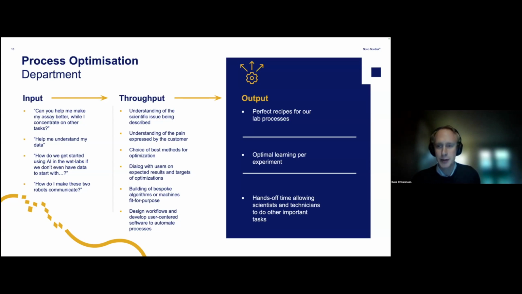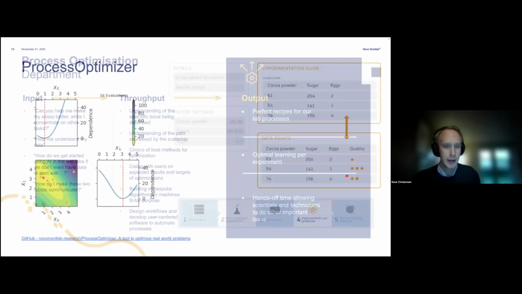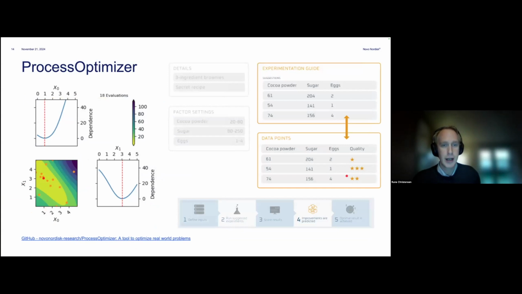And sometimes it's just giving them a design that's all they can really manage. And sometimes it's making very advanced autonomous systems, self-driving labs. But it is really all, if you look at the right, about the perfect recipes to help them move forward. And it's about the optimal learning per experiment. So if you go to the next slide, this is one of the tools we have to do that.